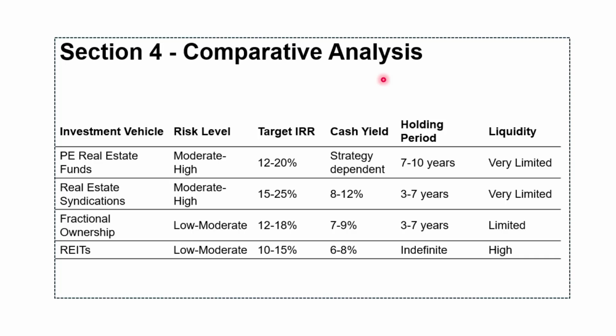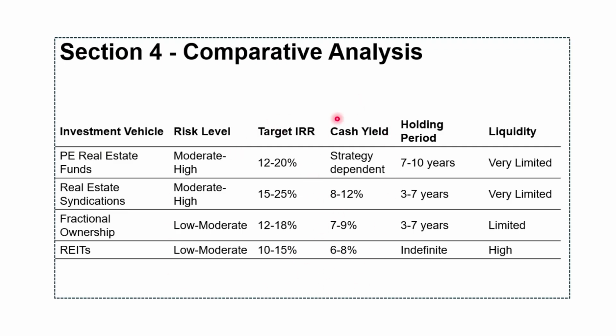And then we have a basic comparative analysis here. So we can see that for PE real estate funds, you have moderate to high risk level, with a target of 12 to 20%. We have real estate syndication at 15 to 25%. Risk level will be considered moderate to high. And then fractional ownership, risk level will be low to moderate, and REIT low to moderate. Now because we understand all of them, we have seen what they are. So you can relate with this table.